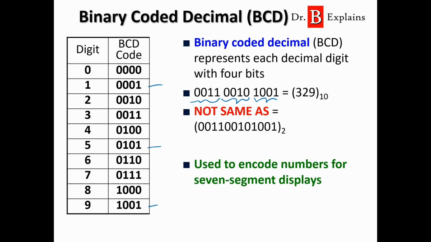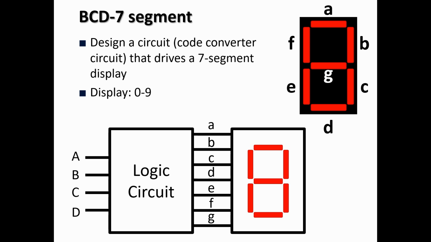And it's not the same as having all of these bits together. In this top one, we have a space right here and a space right here. We use this to drive 7-segment displays. Let's do an example. We're going to design a code converter circuit that drives a 7-segment display. The 7-segment display has 7 LEDs, A, B, C, D, E, F, and G, and depending on which LEDs you turn on, that's the digit that you display, from 0 to 9.